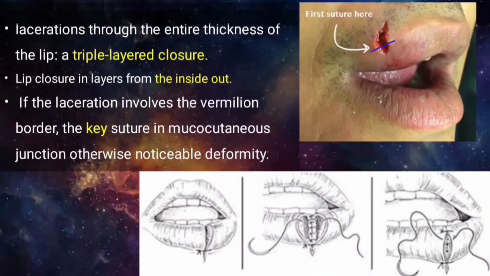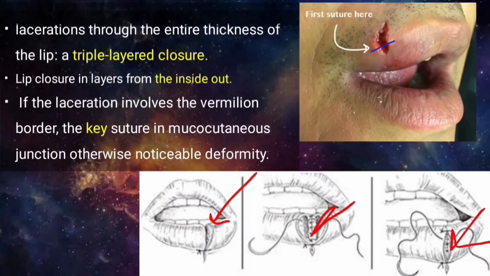Here is the laceration of the upper or lower lip. The most important tip in the management of lip laceration is to suture the tissue in layers. If it's a complete laceration, through and through from the labial side to the oral side, like in the lower lip here, the lip should be sutured in triple layered fashion, meaning that we should suture the mucosa first, then the muscle layer, then the overlying skin or labial side of the lip.